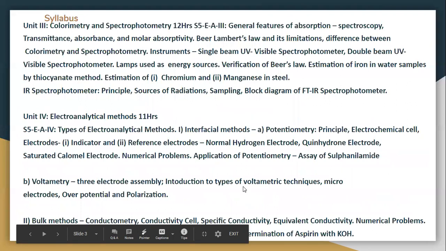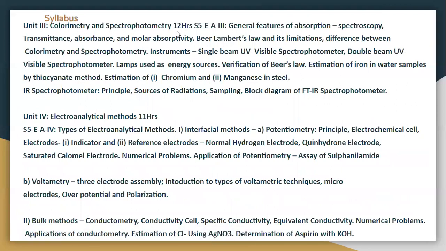And unit 3 comprises colorimetry and spectroscopy. Generally these techniques are widely used in pathology labs.